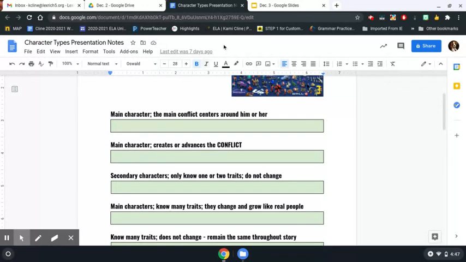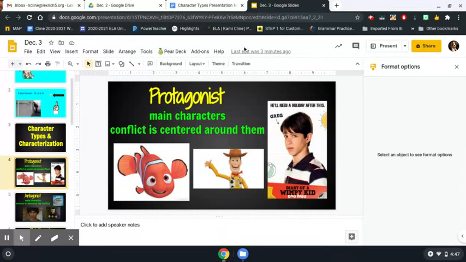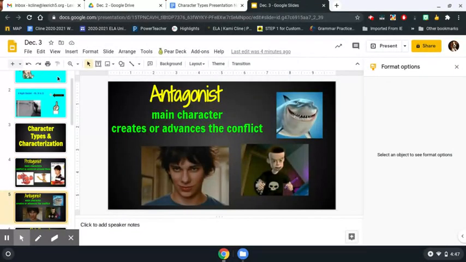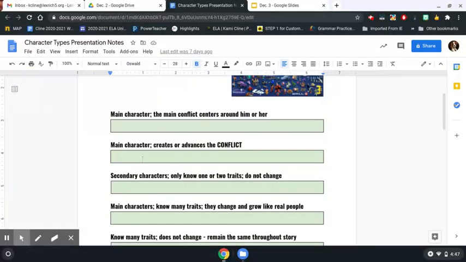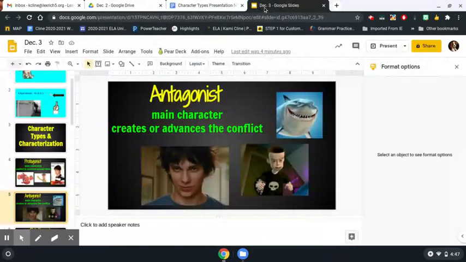Alrighty, now we're going to look at the next one, which is the antagonist. The antagonist is a main character a lot of times, and it's a character who creates conflict or who makes the conflict even worse. So these are some characters who are antagonists. They cause problems. So go in your notes and type right here, antagonist.